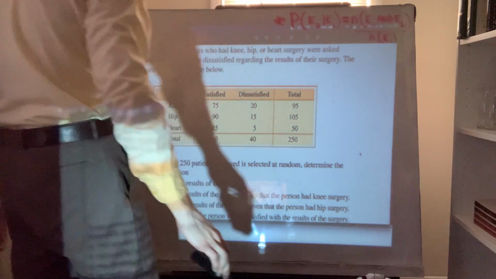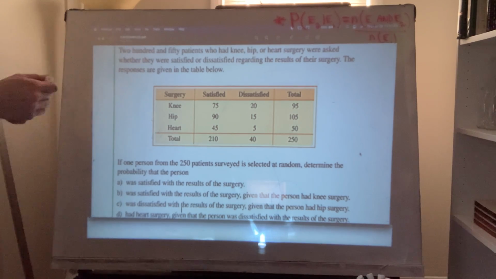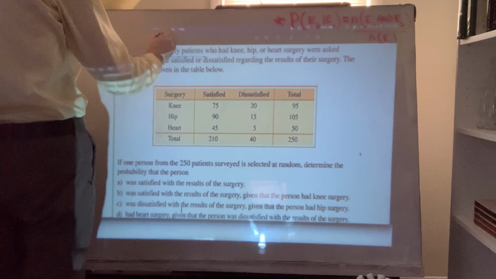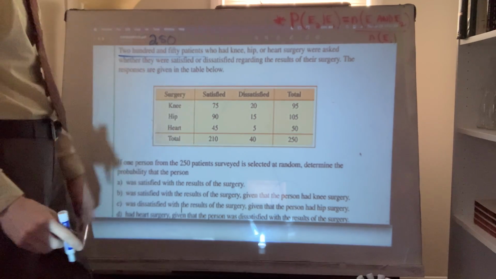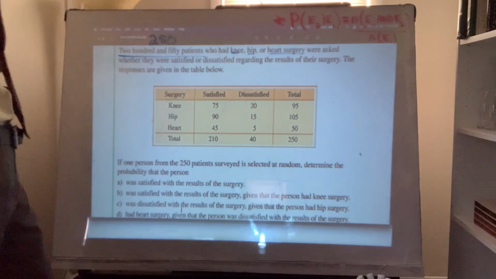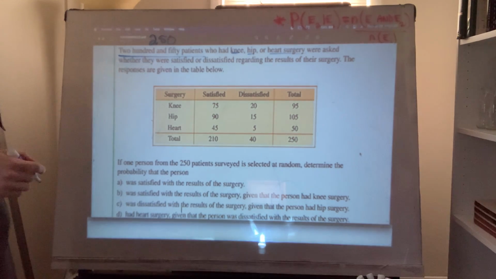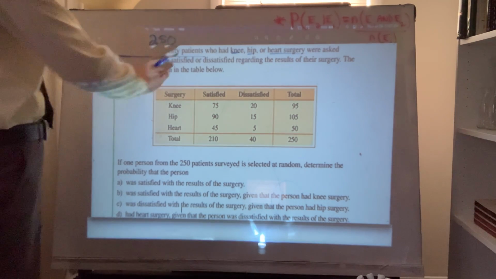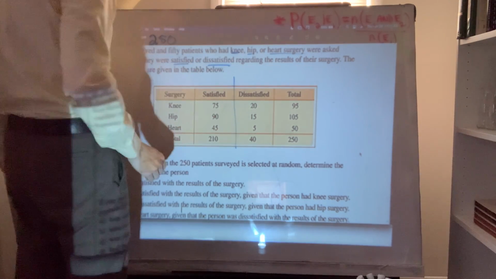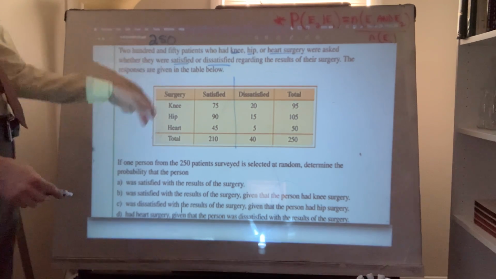This is actually pretty easy to do because of the table. This is a summary of 250 patients who had collectively knee, hip, and heart surgery. Imagine all at the same time. That would be just dreadful, right? We asked whether they were satisfied or dissatisfied, hence these two columns here. Regarding the results of their surgery, the responses are given in the table below.